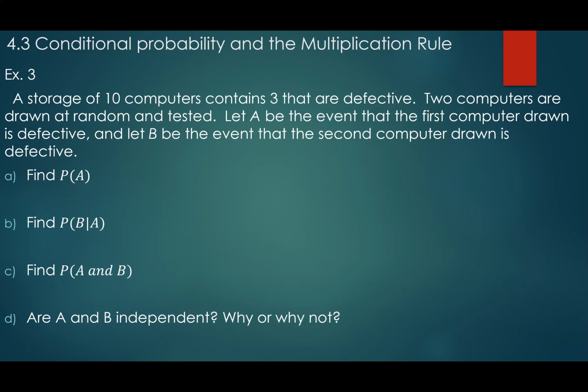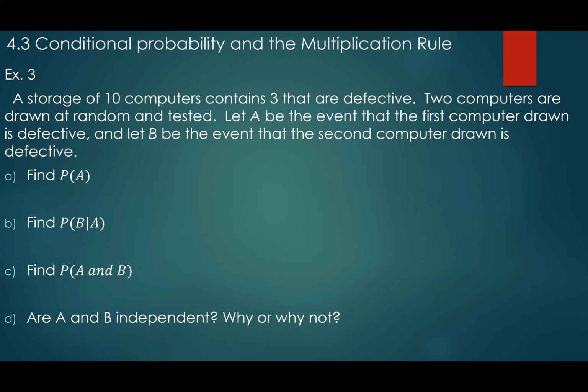But let's take a look at this one, which is your typical problem. A storage has 10 computers. Out of those 10 computers, 3 are defective, meaning 3 of them are not working properly. We don't know which 3, but we know there are 3 in there that are not working out of the 10. Here, 2 computers are drawn at random and tested. That's the difference between this and the other one, where we selected only one thing.